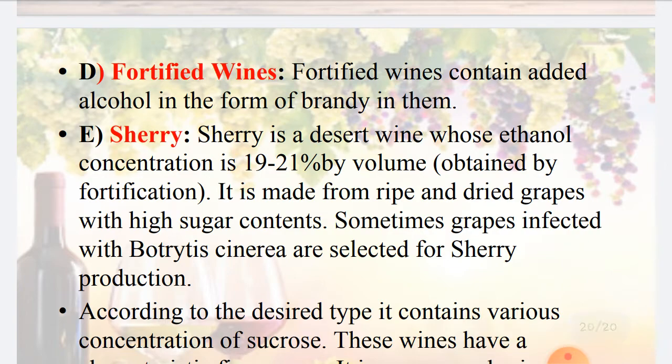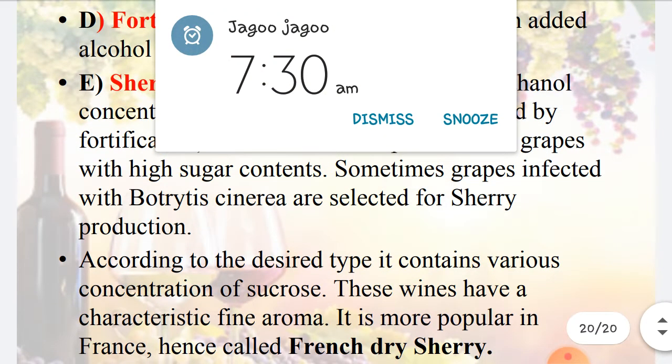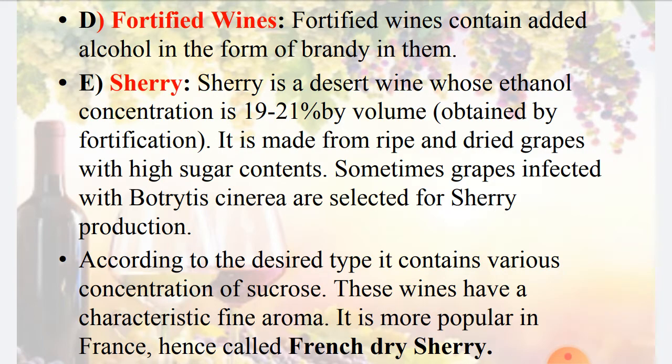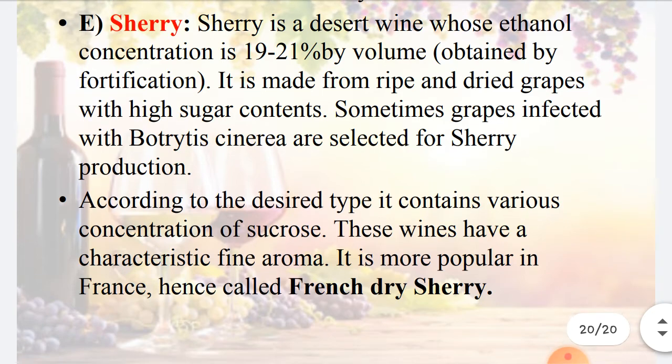Next, fortified wines. Fortified wines are those which contain added alcohol in the form of brandy. What are fortified wines? Fortified means the alcohol concentration is higher. And how is it higher? Alcohol is added to them in the form of brandy.